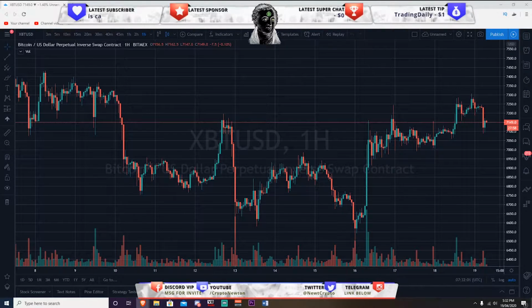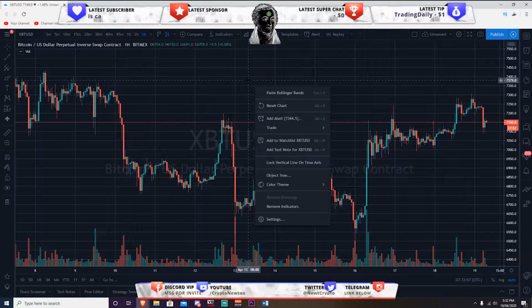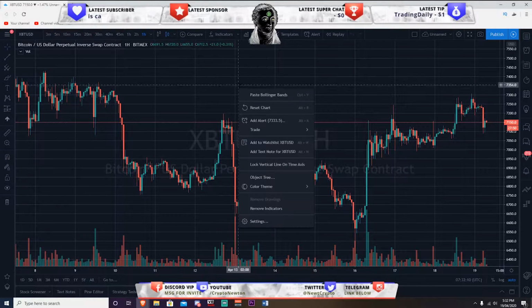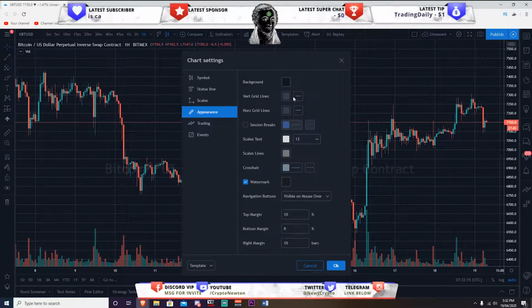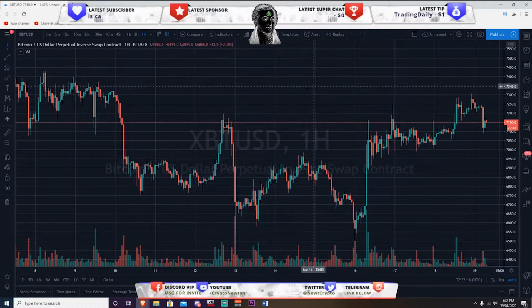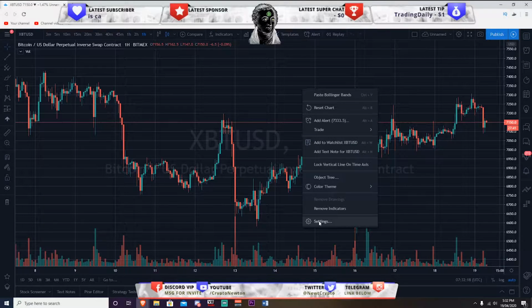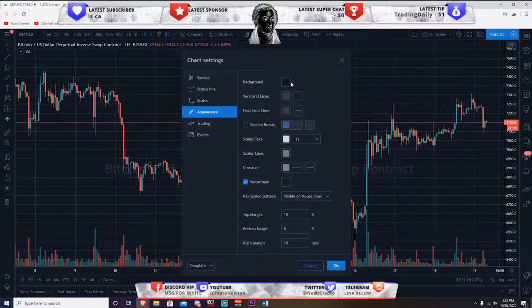So we're starting off on a 1 hour time frame right now. We're actually not really going to care about the time frame just yet. Someone was asking me this yesterday. So this is how I set up my charts. When you get a blank chart, it's going to look like this. If you want to set up your charts exactly like I do, I usually right click, go onto your settings, and then go onto your background.